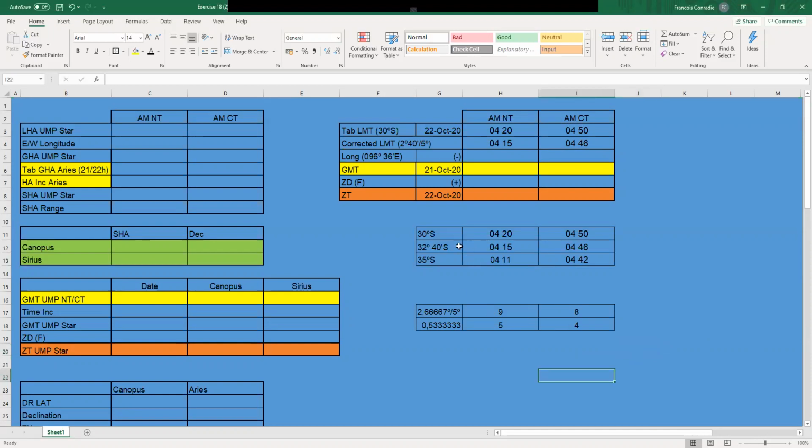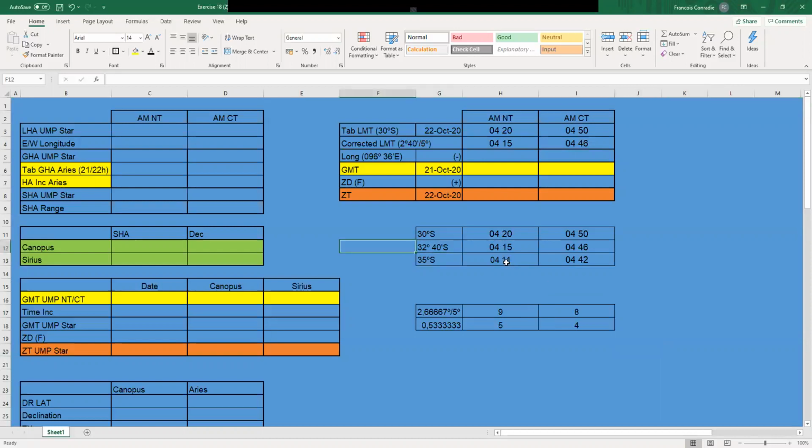So we started at 30 degrees south. That was in the almanac, that was given. And then we had 35 degrees south in the almanac, that was given. So there was a 5-degree change. So from there to there was 5 degrees total change.